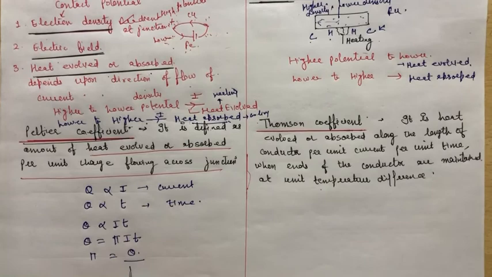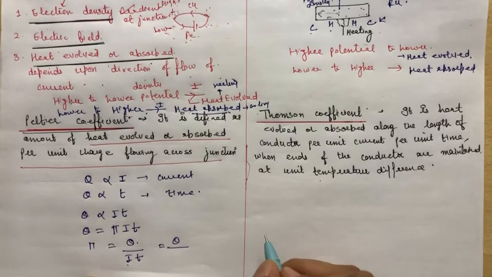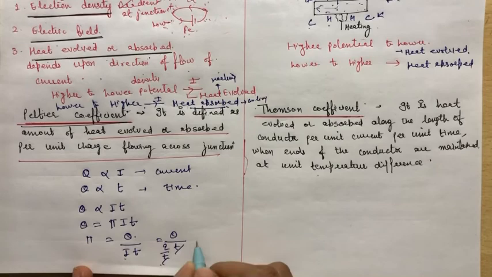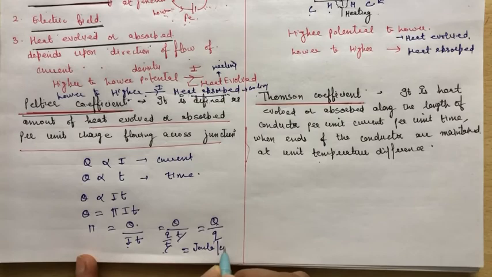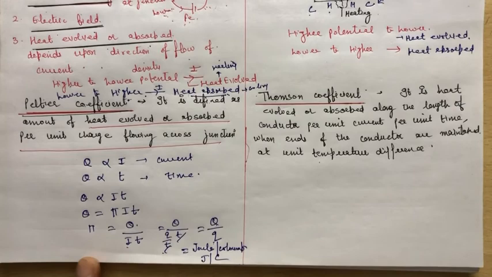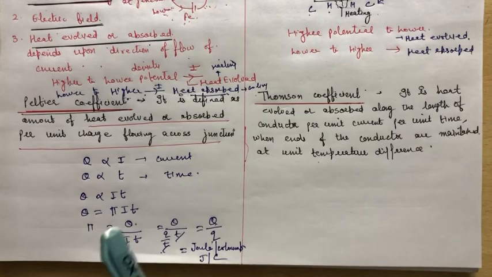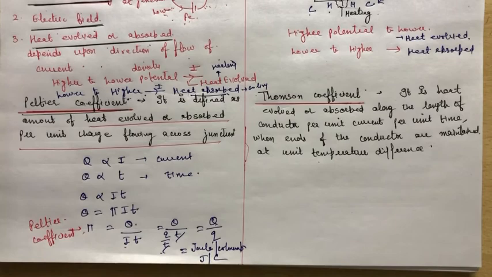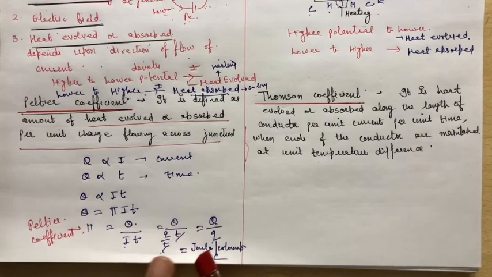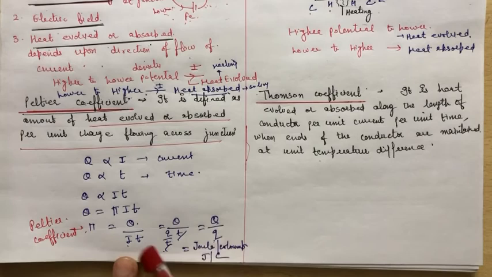You can write I as small q by t, charge per unit time, into time; time cancels with time. Here Q is the heat and small q is the charge. So the units are joules per coulomb, J/C. This constant of proportionality pi is called the Peltier coefficient. So the Peltier coefficient is the heat evolved or absorbed at the junction per unit charge, or also per unit current per unit time.